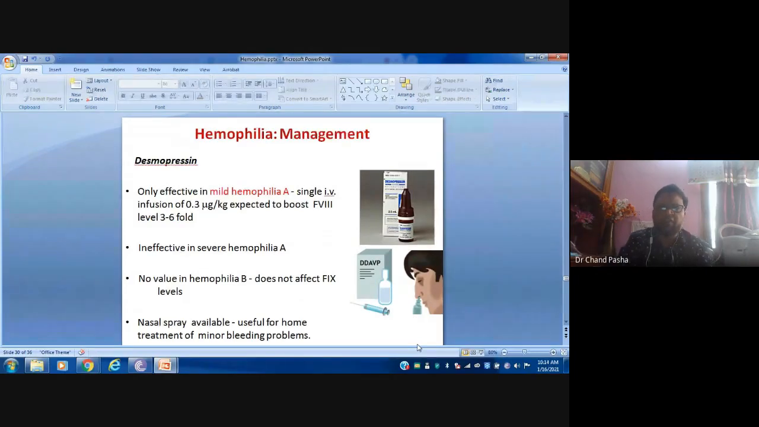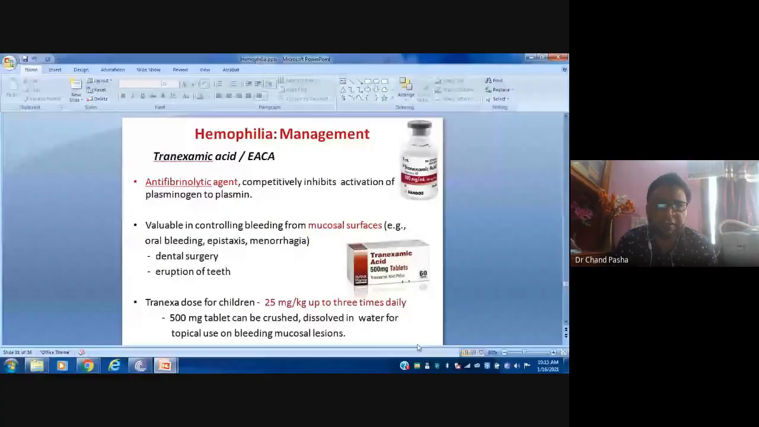Desmopressin is ineffective in severe hemophilia; it is not much effective in several cases, but to some extent it is useful. It is not useful in hemophilia B, because in hemophilia B the 9th factor is deficient. A nasal spray is available for this one. And tranexamic acid is an antifibrinolytic agent, so whatever clot is formed will not be broken down. This helps in that way.